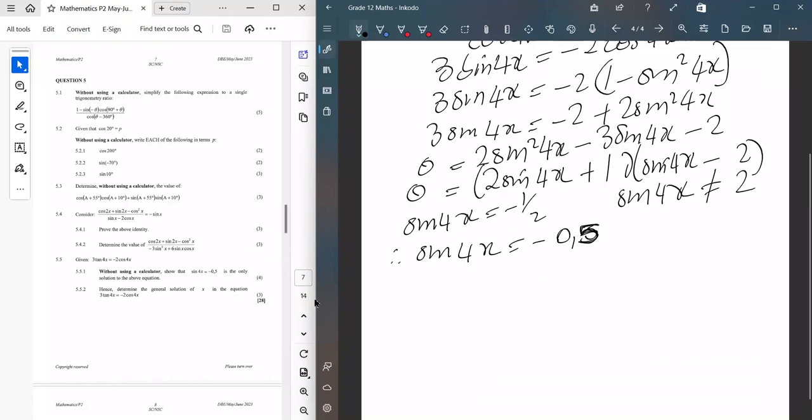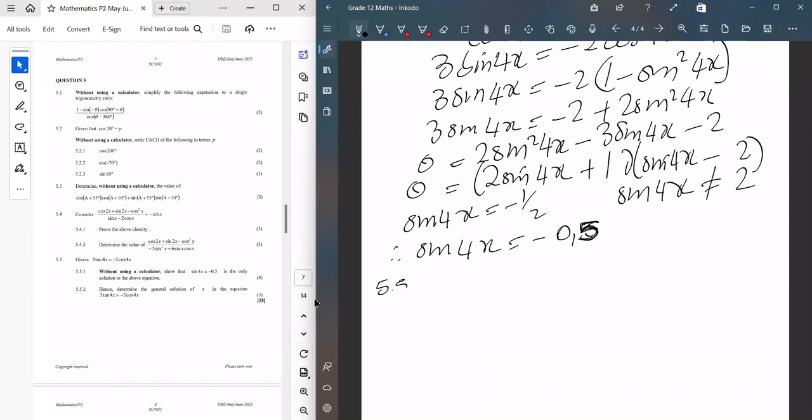5.5.2. Hence, determine the general solution of this expression. When they say the general solution of this whole expression, we were able to show that it is this, so we don't have to waste our time. We will simply say sine 4x is equal to negative 0.5.